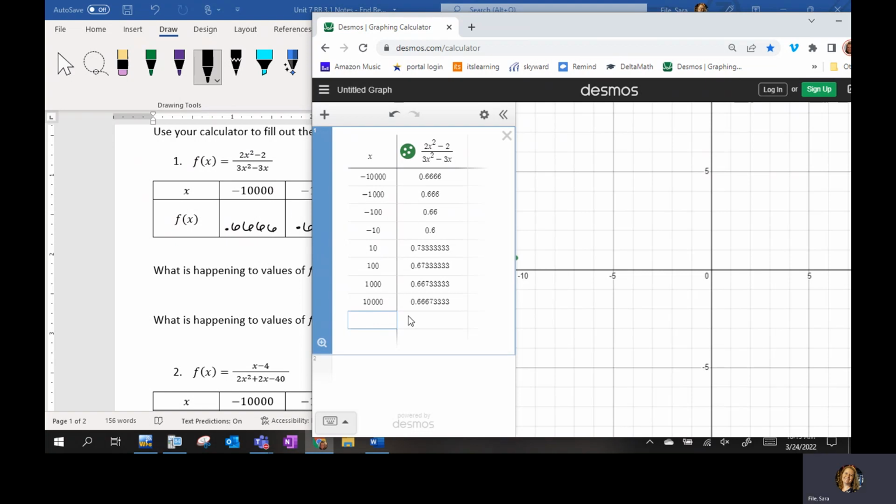Everybody good with that? How we did that? Again, it was the plus sign here, table, and then I made sure that it's just x here, and then the whole function here. Good? Okay, so I'm going to go fill all of those numbers. So then it goes down to 0.66 and then 0.6.